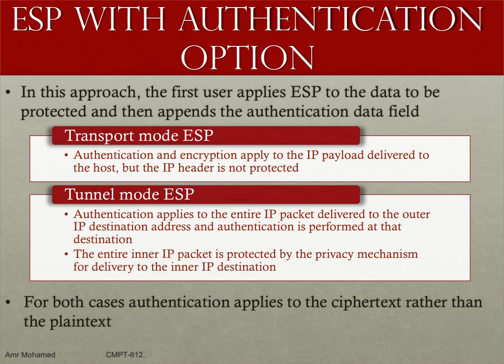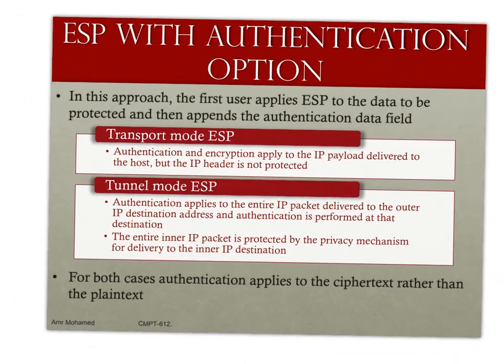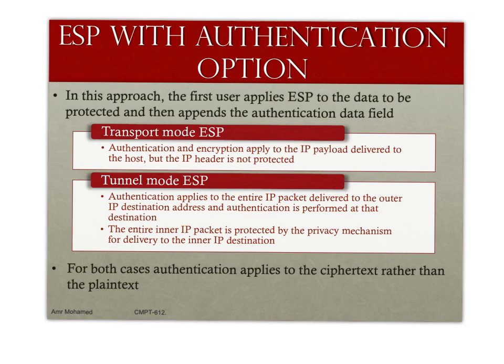So this talks about the ESP being used for the authentication option. ESP with authentication. ESP inherently is used for encryption, right? But in IPsec we can always use it as well for authentication. In this approach, the user first applies ESP to the data to be protected and then appends the authentication. And again, in terms of order, as we said before, whether you do the authentication first or the encryption first, does it make a significant difference? The answer is generally no. Although here we'll talk about it.